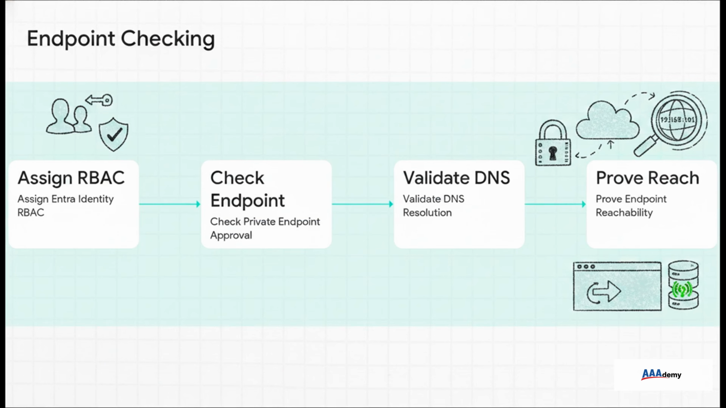So, to fix a broken connection and prove your setup is actually usable, you've got to execute this exact operational dependency chain. First, assign the proper RBAC role to the managed identity. Next, and people miss this all the time, verify that the private endpoint connection is actually approved, not just sitting there pending. Then, validate the DNS resolves to a private IP from your app's network. And finally, run a simple curl command just to prove endpoint reachability. Honestly, skip any of these and your GenAI app is going to stay completely disconnected.